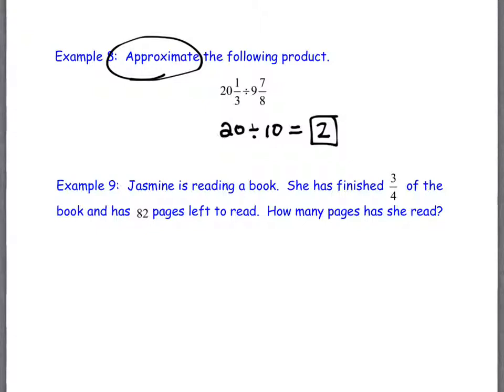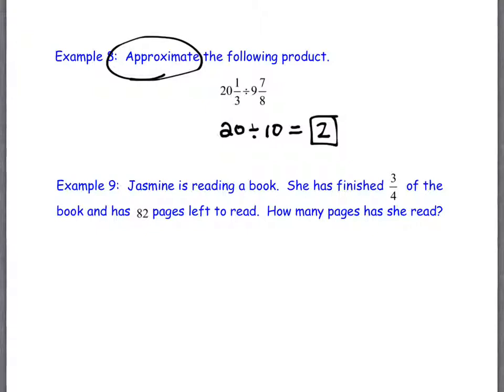Here's a nice example. Jasmine is reading a book. She has finished 3/4 of the book. She might have known that by looking at the pages themselves and saying, oh, look, I'm about 3/4 of the way through. So imagine she did something like that. And she knows she has 82 pages left to read. So how many pages has she read?